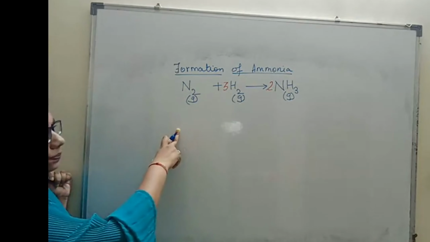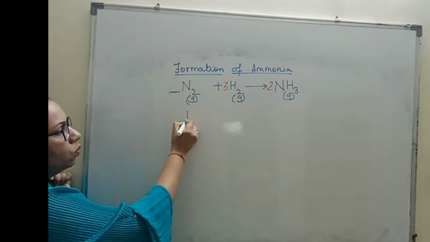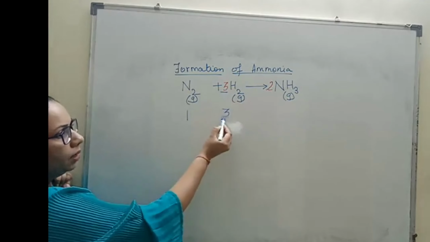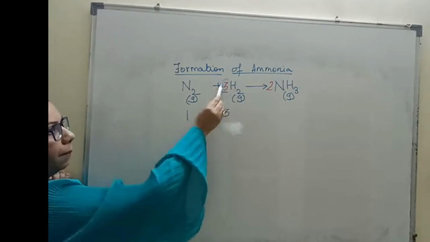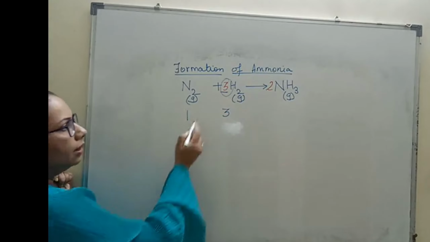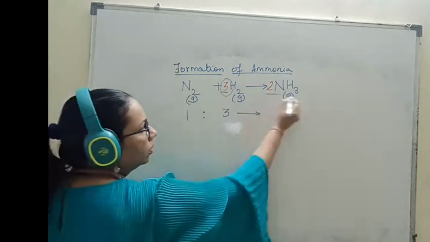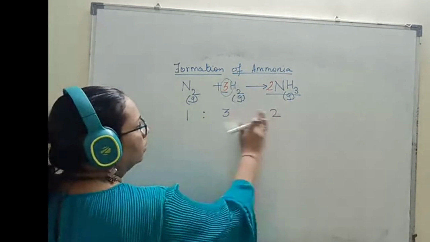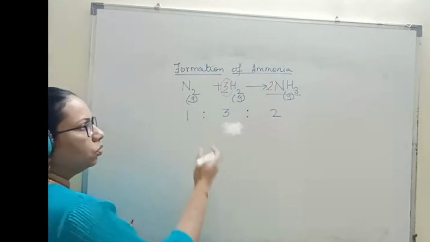For N2, there is no number to the left of it, so it is 1. H2 has 3. Oh sorry, no, 3, don't add it, just the number in front of it. So 3. And then this is 1 is to 3. And here, what is the number in front? Yes, it's going to be 2. Arrow mark or colon. So the ratio you see is 1 is to 3 is to 2.